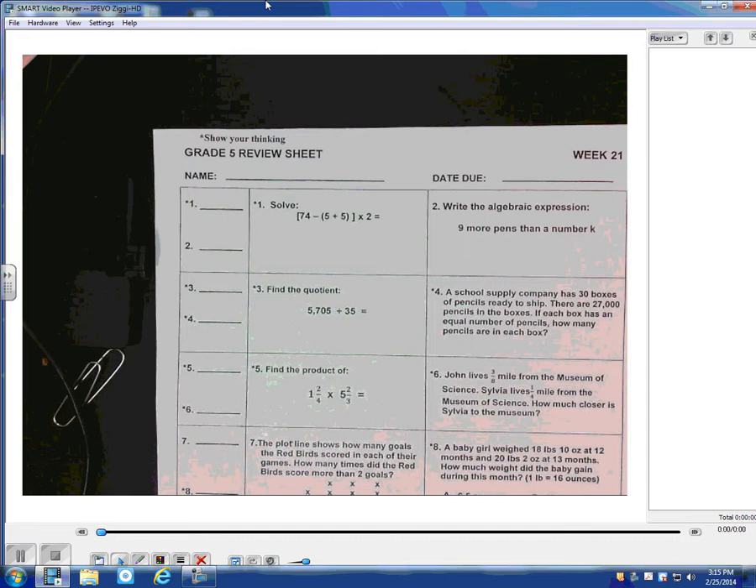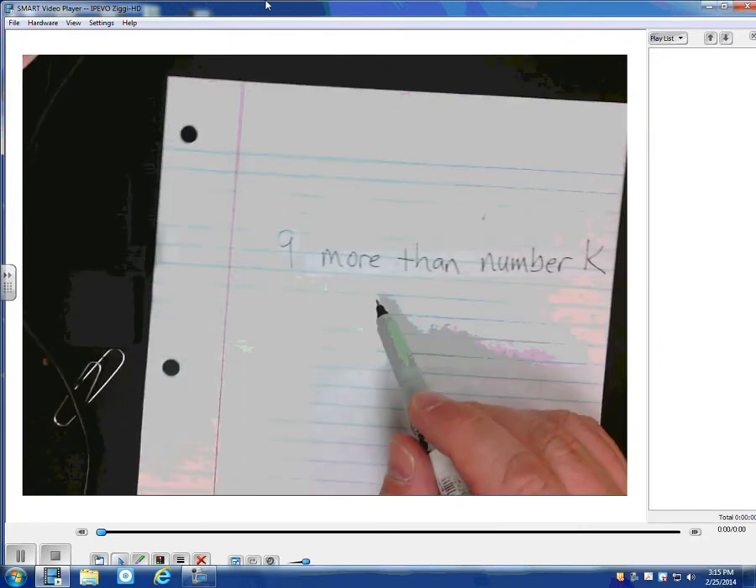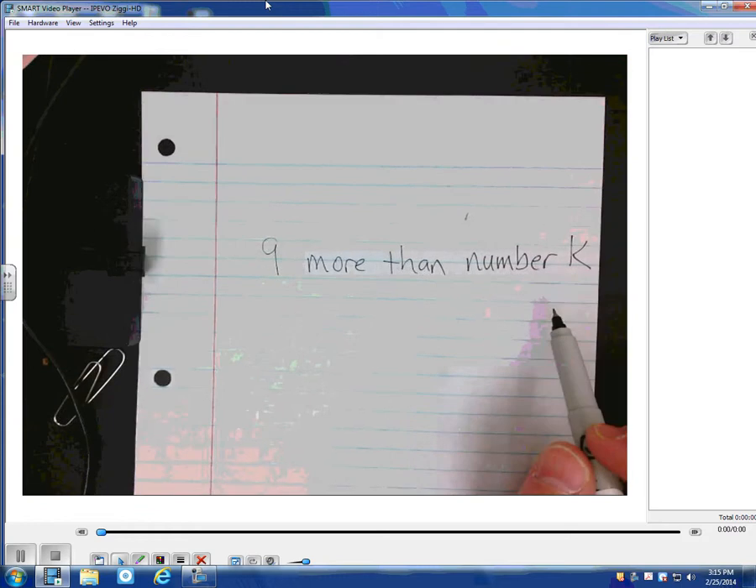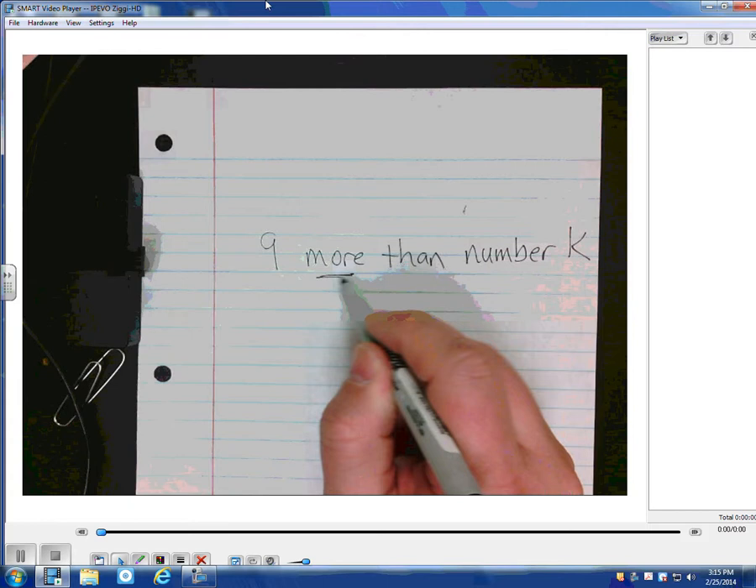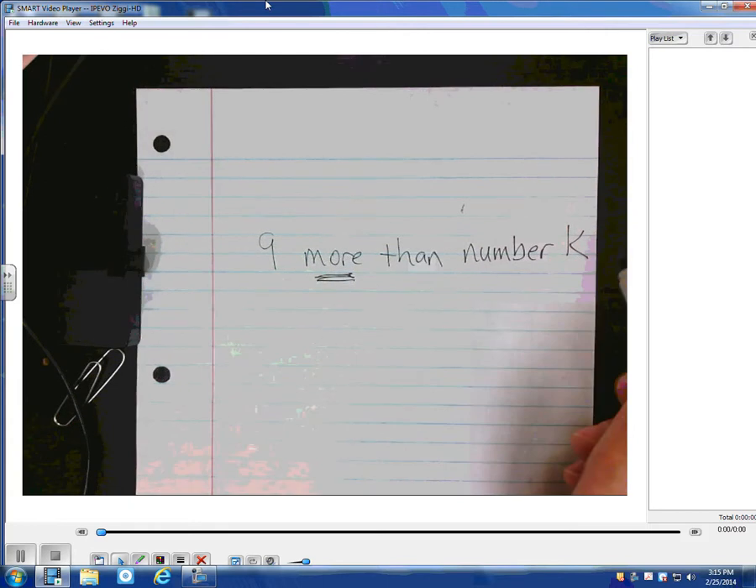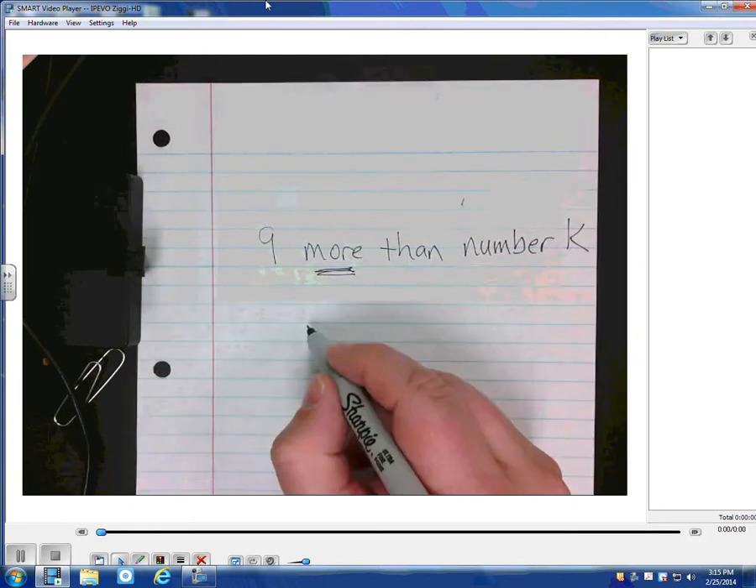Let's look at number two. Number two, it says, write the algebraic expression: 9 more pens than K. So we need 9 more than the number K. All I'm going to do, 9 more, so I am adding to it. And I don't know what number K is. I don't need to know what number K is.